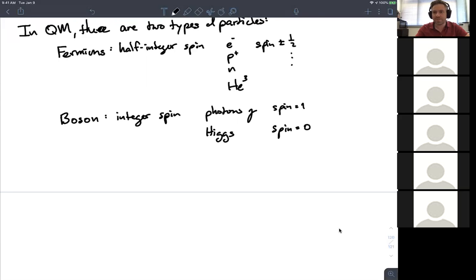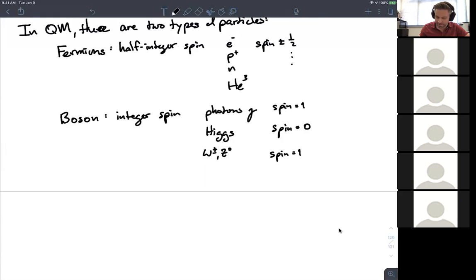The strong and weak force particles. So that's the W plus and minus and the Z0 for the weak force. I believe these also have spin 1. I think they're vector particles as well. And the gluons, I think they're also spin 1 vector particles.